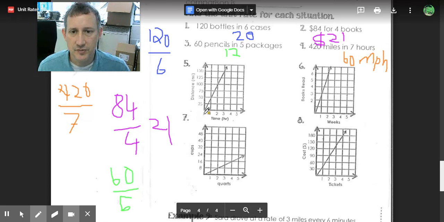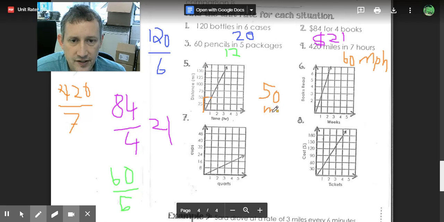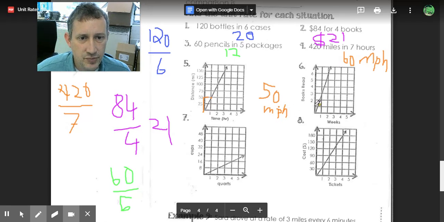All right, now let's look at these slopes. Rise over run. This is a good point. So I'm rising up 50 and I'm running 1. So the slope is the rate of change of just 50. 50 what? Miles per hour. Make sure you read the units. Miles per hour. This one, books per week.